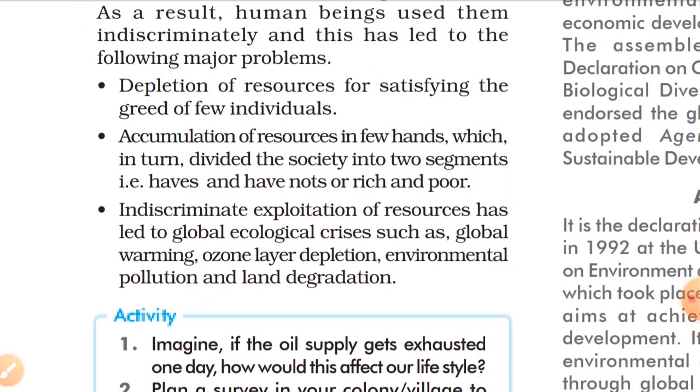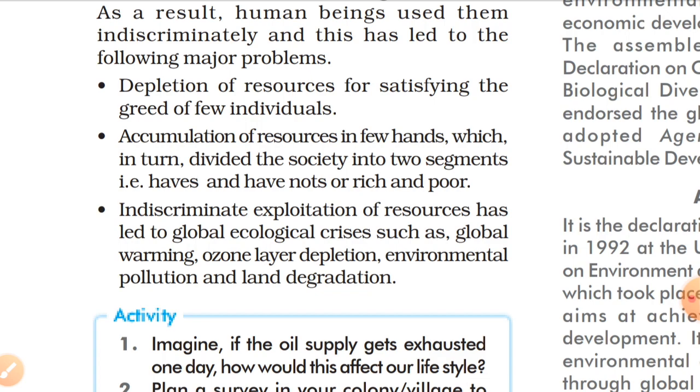Depletion of resources for satisfying the greed of few individuals. Now there will be a quote from Gandhiji: there is enough for everyone's need but not enough for everyone's greed. Accumulation of resources in few hands, which in turn divided the society into two segments, that is haves and have nots, or rich and poor. Those who have resources are rich, and those who have not are poor. So this discrimination has come from accumulation of resources in few hands.